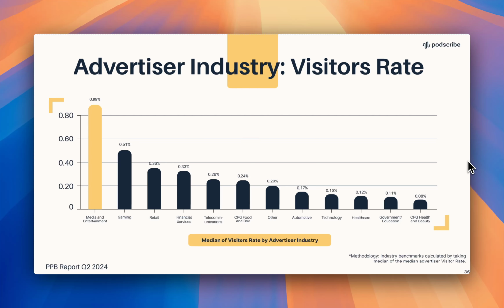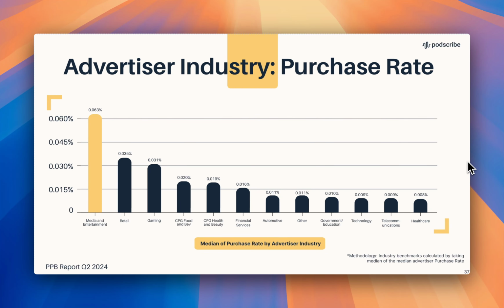One other thing that I'll call out here, the one all the way on the far right, CPG, health and beauty, more often than not, these types of products are being bought in store. So does it make sense for listeners to go to a website? In a lot of instances, the answer may be no. But as we move on to the next slide and we look at purchase rate broken out by industry, you see CPG, health and beauty going up.